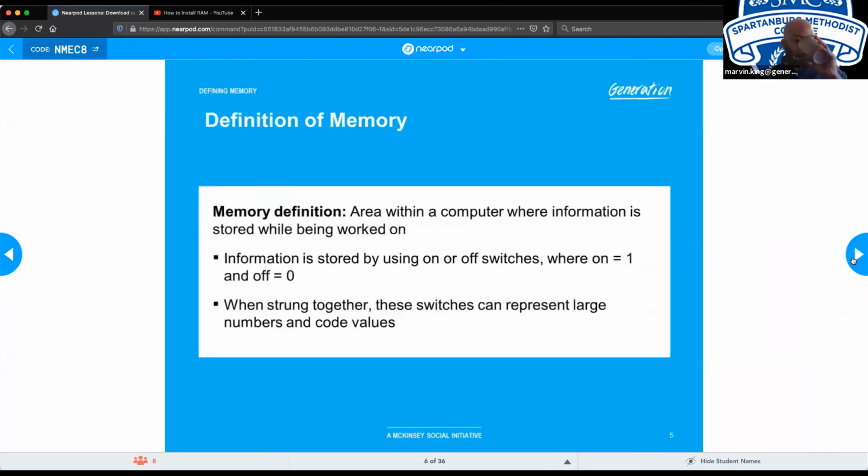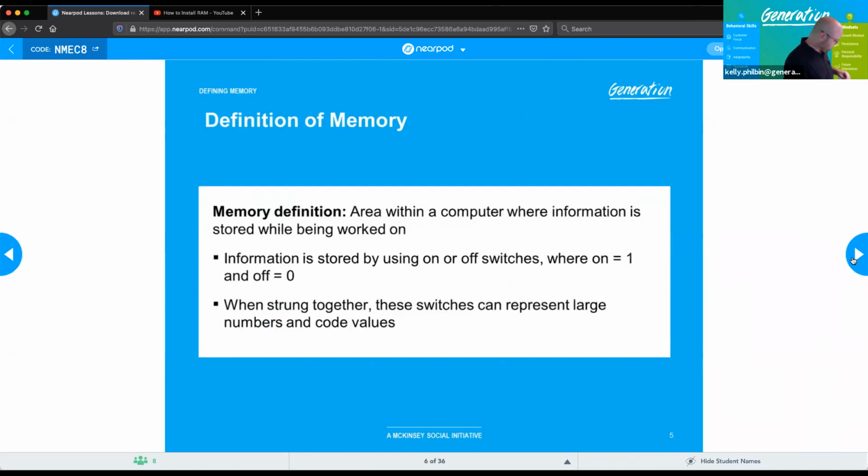Here we go. Memory definition. We're talking about active memory. It's basically what the computer is currently working on at this point. It will hold on to it while you work on it and let it go immediately, grab the next piece, hold on to it while you're working on it, let it go. And this information is stored basically using on and off switches, binary, where a 1 means the switch is on, 0 means the switch is off.